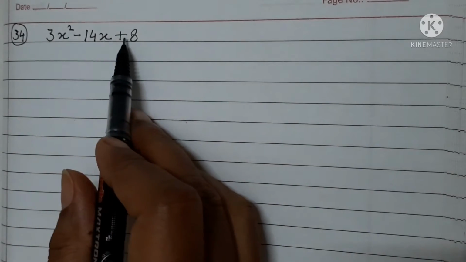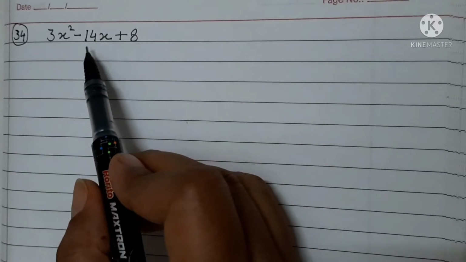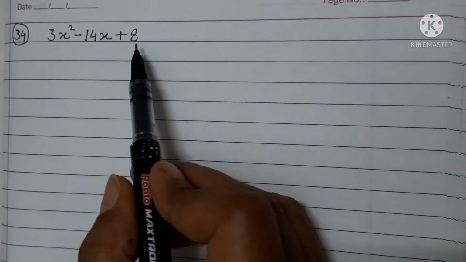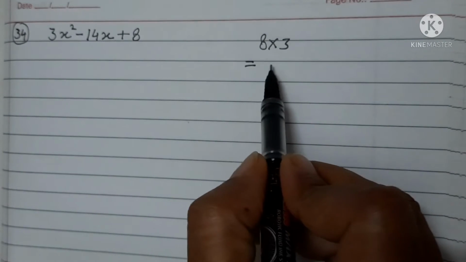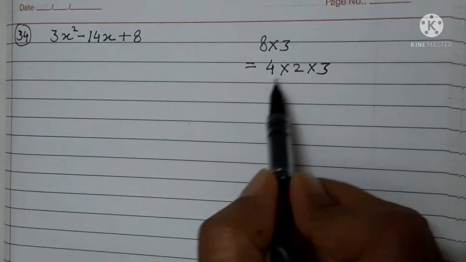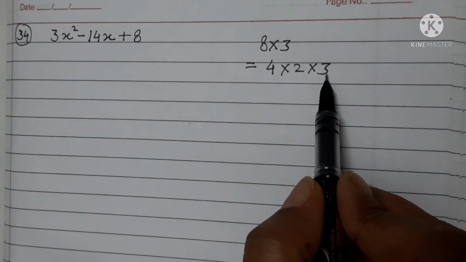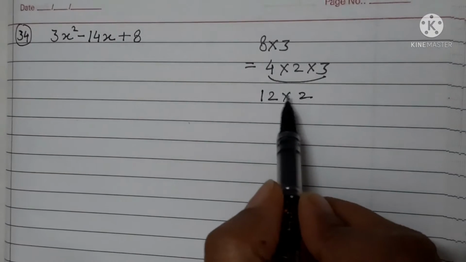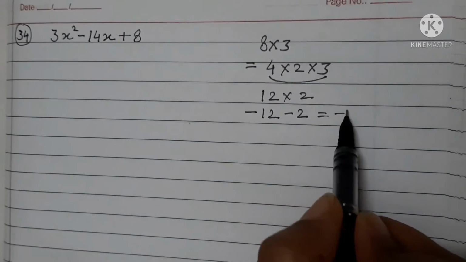3x² − 14x + 8. So split the middle term 14, or you can say −14, into two parts. The product of 8 into 3 means 24. So here 8 into 3, you can write 4 2s are 8 into 3, and make 14. So the two parts will be 4 3s are 12 and 2, this and this, 12 into 2. So −12x − 2x is equal to −14x.